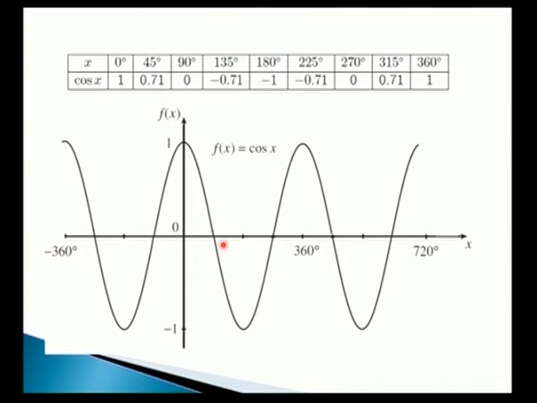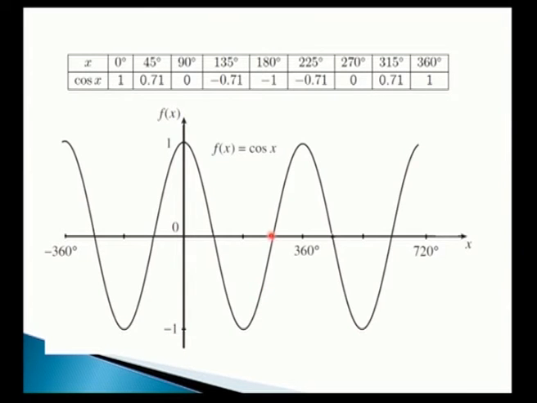Then when you substitute x is equal to 90 degree, then cos 90 is equal to 0. So, this is that 90 degree, the value of cos 90 is 0. Cos 45 will be somewhere here, 0.71. Then substitute 135 degree for x in cos x, you will get minus 0.71 somewhere here. Then substitute 180 in cos x for x, you will get minus 1. Then 225 again minus 0.71, which will be somewhere here.